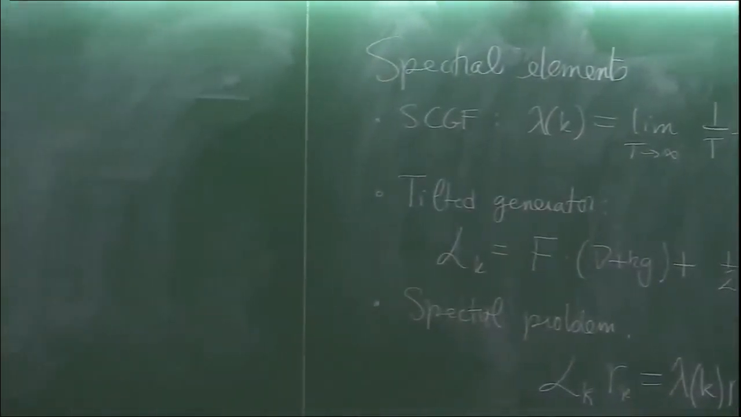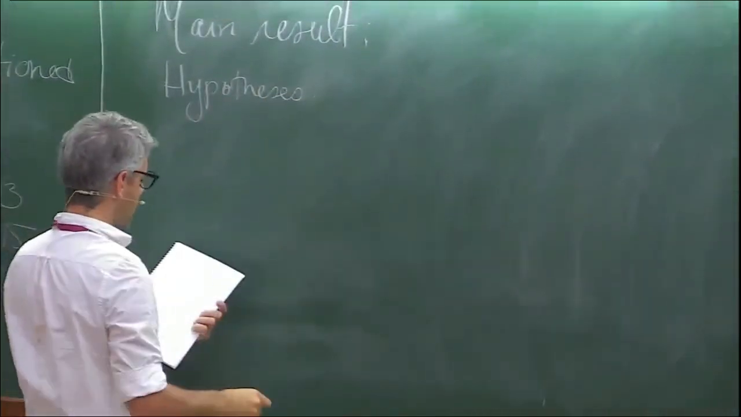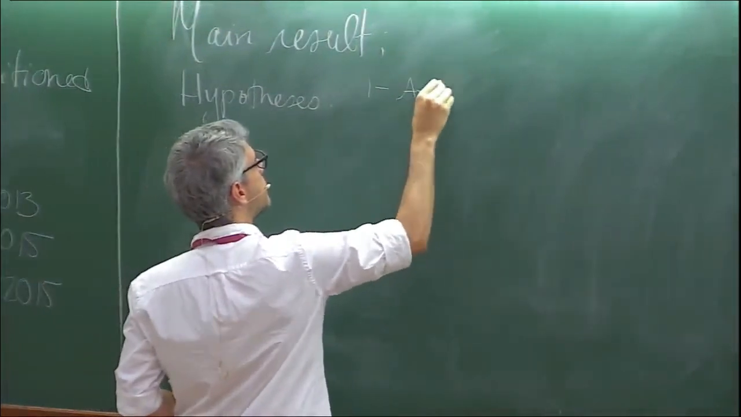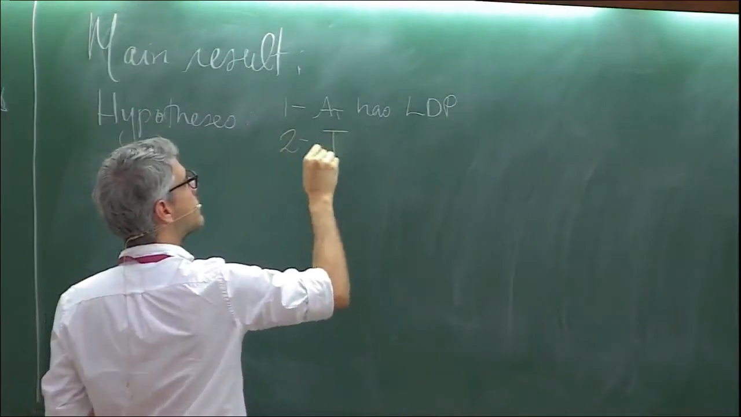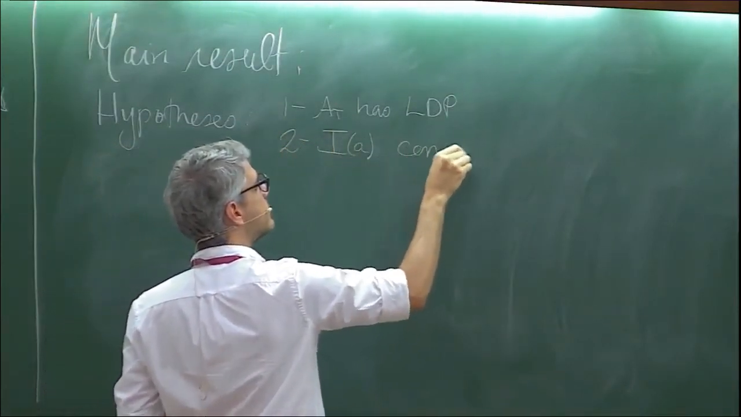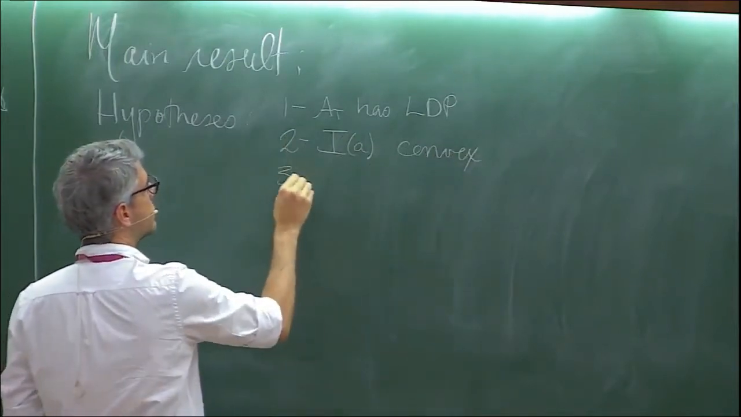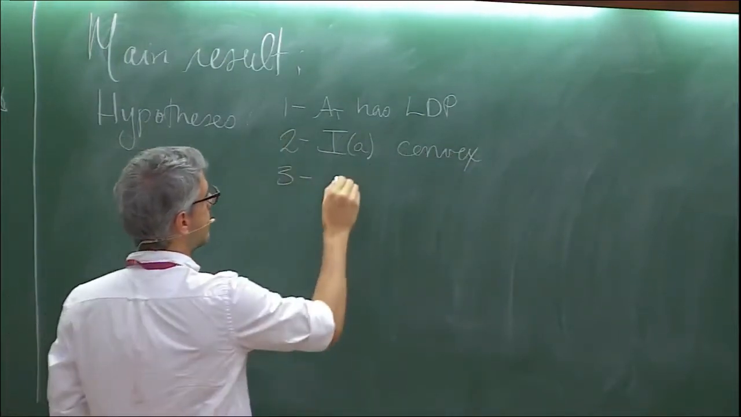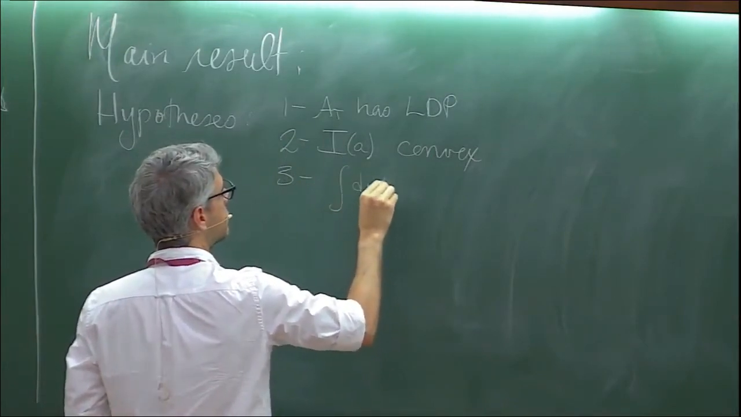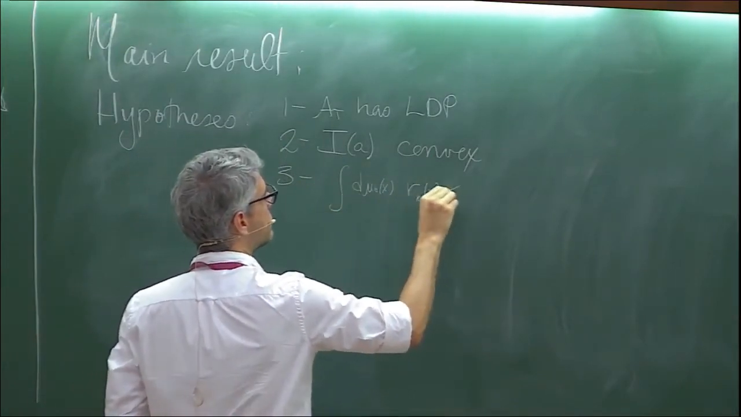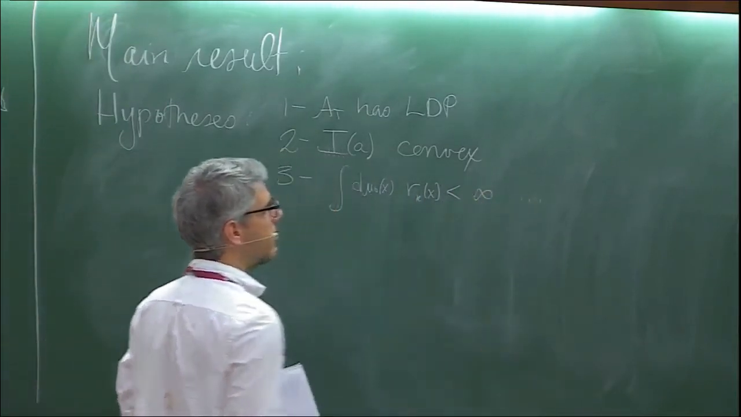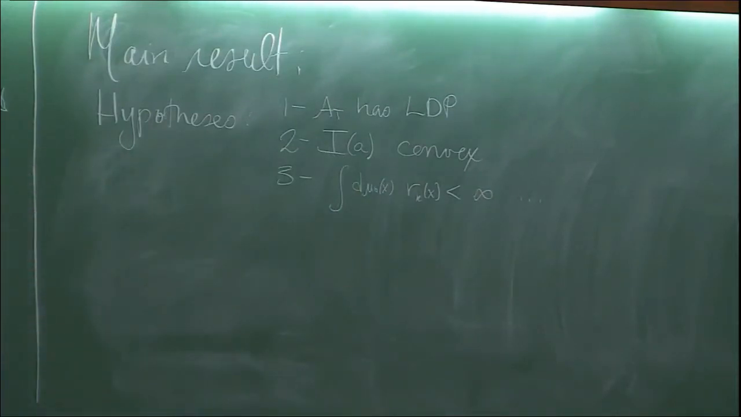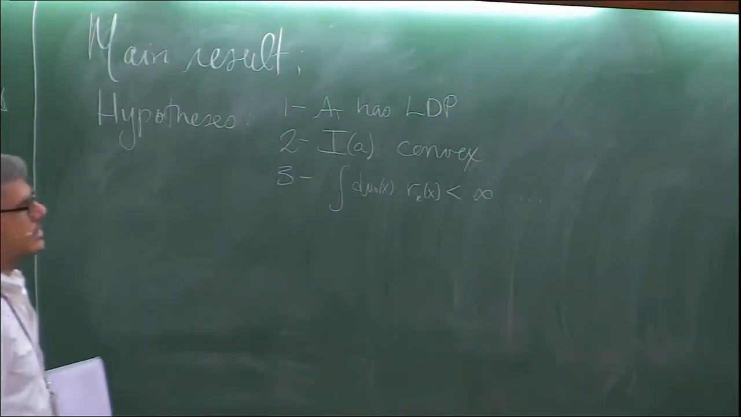Okay, so there's some hypotheses. There was one, which is that A_T has an LDP. I've mentioned this. I need also I of A to be convex, and this is really important. And then also I need the spectral element to be somewhat regular. So there's one condition that if you choose an initial condition, the R of K has to be finite. And there's some more technical conditions like this on the spectral element, which I'm not going to write, but these are sort of minor hypotheses in the problem. They're just technical hypotheses about the spectral problem.